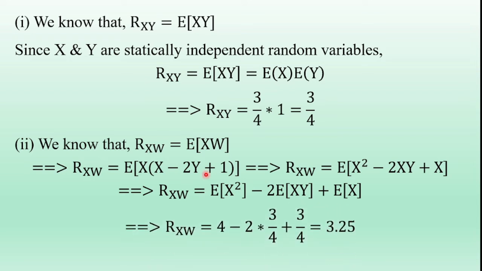Given that the expectation of X square is 4, minus 2 into the expectation of XY, which is 3/4, since the expectation of XY was already calculated in the first bit, plus the expectation of X, which is 3/4. Simplifying and reducing the RHS, we get R suffix XW is 3.25.